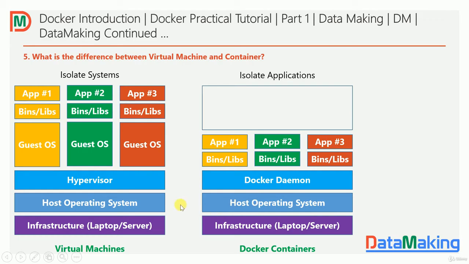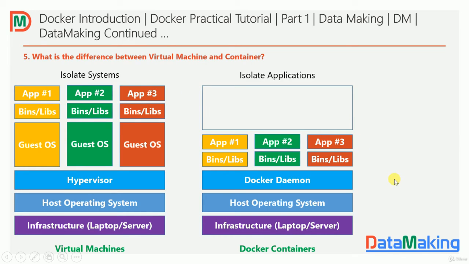So this is a typical virtual machine architecture. We'll have an infrastructure, then a host operating system using hypervisor virtualization technologies. So you will have different operating systems, and each will have its own root permission and other things. In this architecture, you isolate the system.